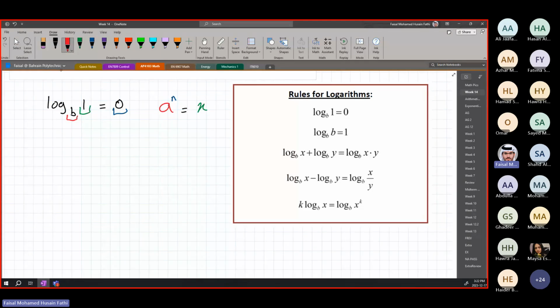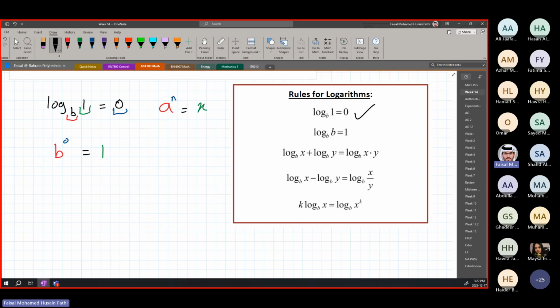It will be b to the power of 0 is equal to, what is b to the power of 0 equal to? What is any number to the power of 0 equal to? It's equal to 1. Right? It's equal to 1. So because of this rule, which we explained in the last session, the same thing applies for log in its own way.